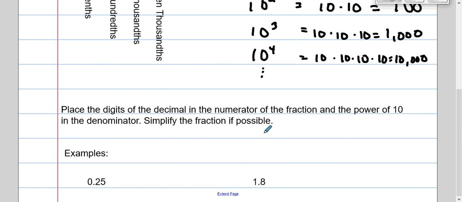So to go from a decimal to a fraction, you're going to place the digits of the number in the numerator. Here's my decimal, 0.25. My digits are 2 and 5. That's what I'm going to place in the numerator of my fraction. And the denominator will be the power of 10 that the last digit falls into. My 5 was in the hundredths place. So that lets me know that this is 25 hundredths. So I will have 100 in my denominator.